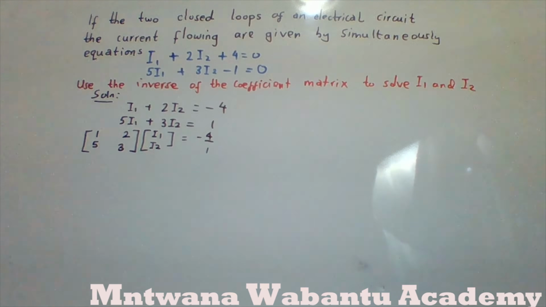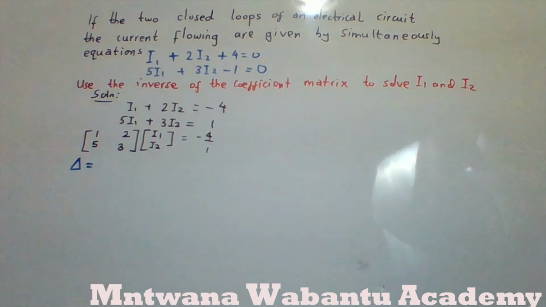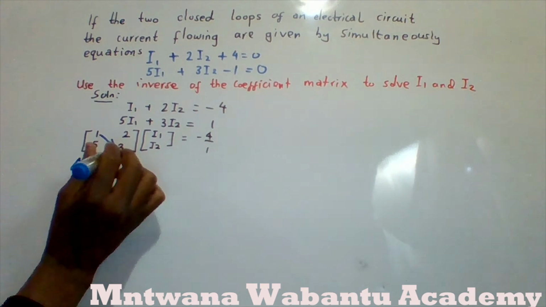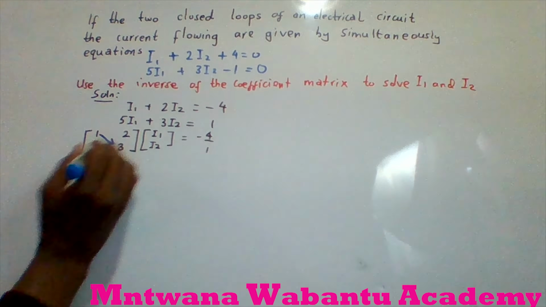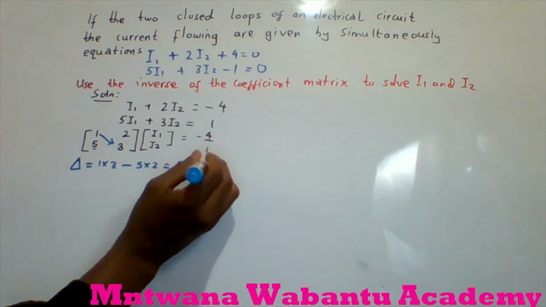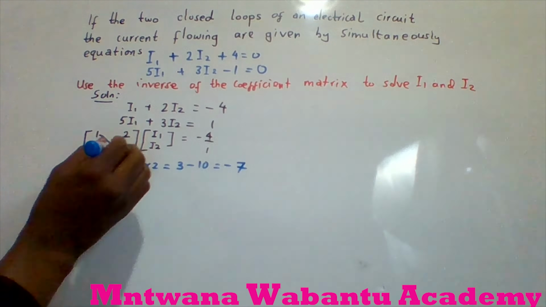So the first thing you should do here is get the cofactor of the matrix. Cofactor matrix is easy, but first and foremost, get the determinant. How would you get the determinant of a 2 by 2 matrix? Multiply this way, 1 times 3, which is 3, minus, and then multiply this direction, 5 times 2, which is 10. So 3 minus 10 equals negative 7. That's the determinant of this matrix.